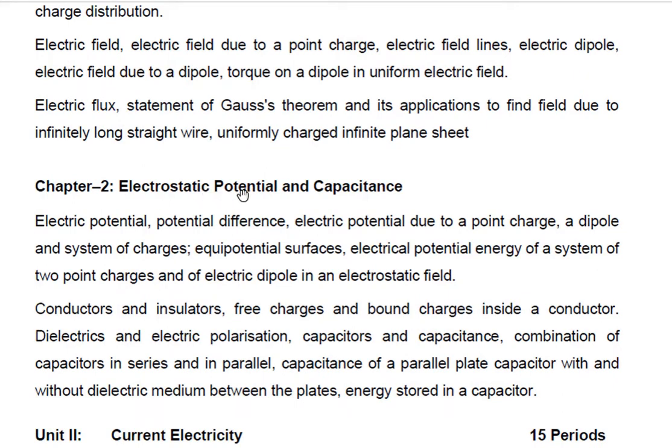From chapter 2, that is electrostatic potential and capacitance. Topics are electric potential, potential difference, electric potential due to a point charge, a dipole and a system of charges, equipotential surface, electric potential energy of a system of 2 point charges and of an electric dipole in an electrostatic field, conductor, insulator, free charges and bound charges inside a conductor, dielectrics and electric polarization, capacitor, capacitance, combination of capacitors in series and parallel, capacitance of a parallel plate capacitor with and without dielectric medium between the plates, energy stored in a capacitor.